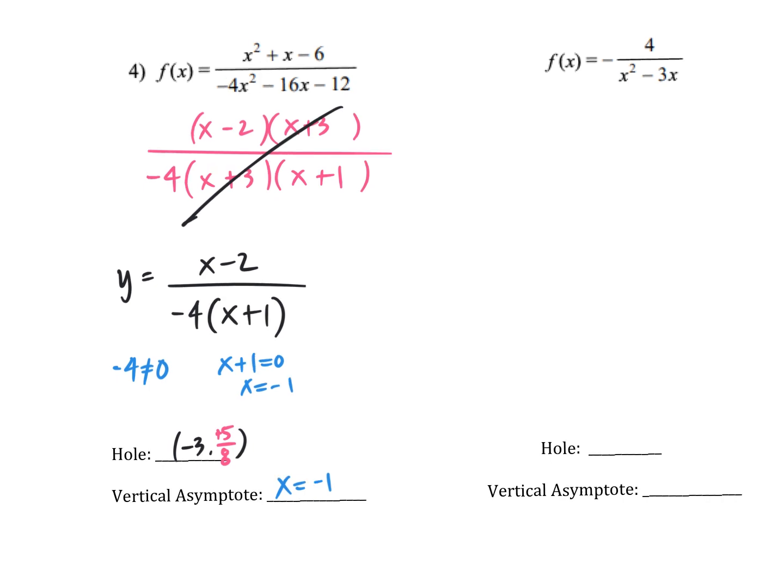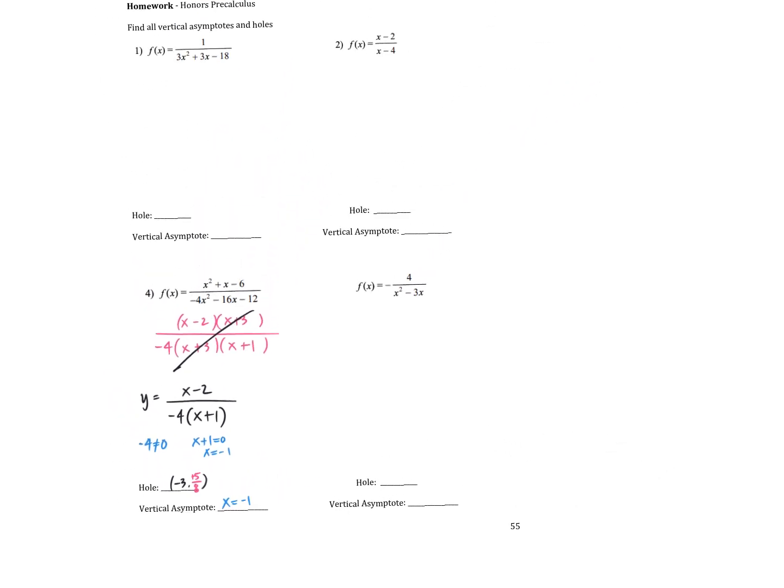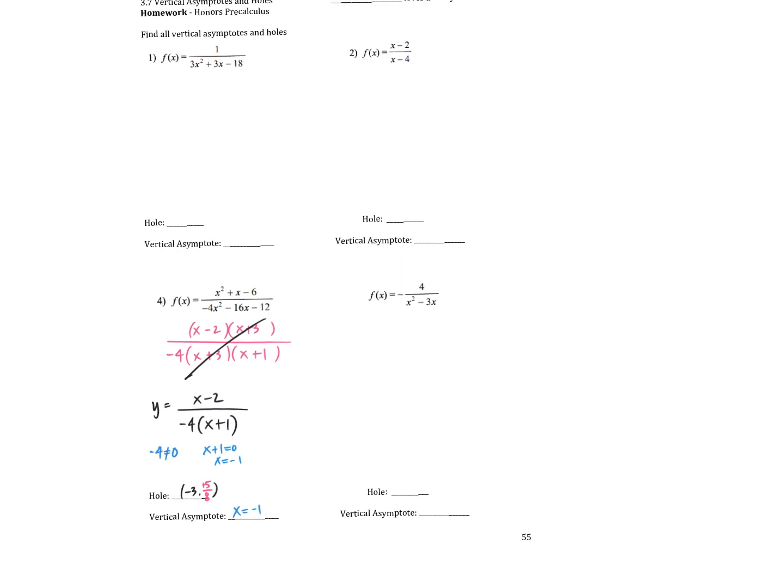So I just want you to go through. You've already, in my opinion, done the hard work of factoring it. So let's go find the holes and vertical asymptotes.